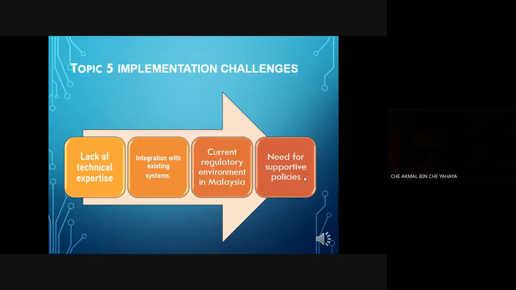They require quite a high specification. And another one is the current regulatory environment in Malaysia. There are some regulatory issues about tax. Blockchain can be used to avoid tax and avoid tracking by the government. And last one, the need for supportive policy. It means some policies are not yet limited on this part, and not agreed on this part. That covers the challenges.